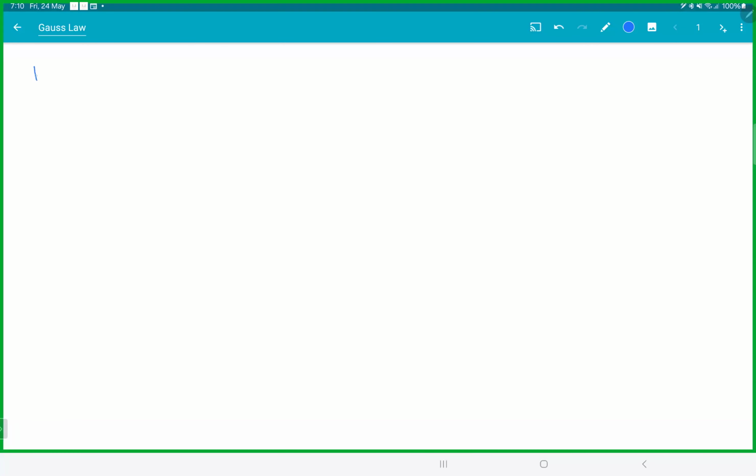So the first thing is electric flux. The symbol is phi. It is defined as: flux is proportional to the number of lines passing through an area.